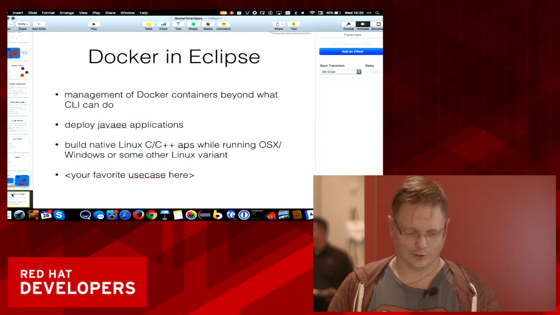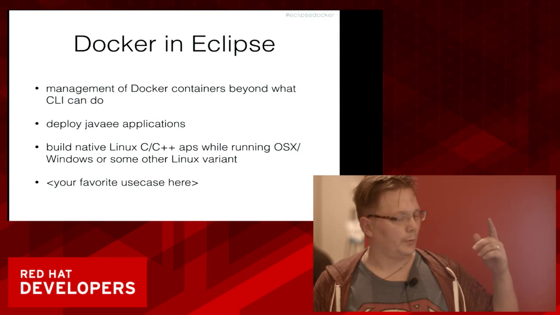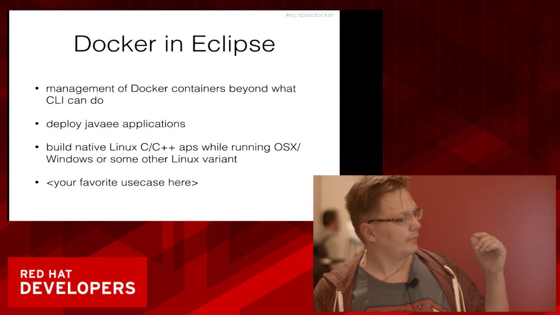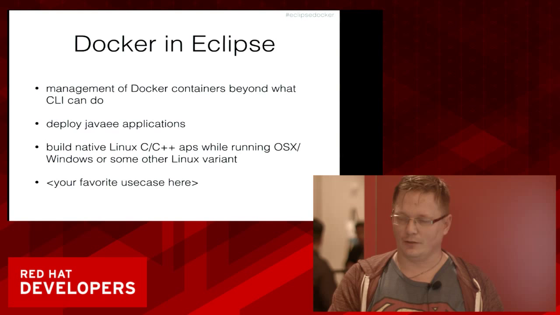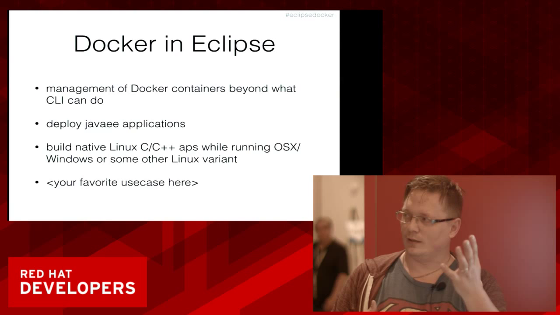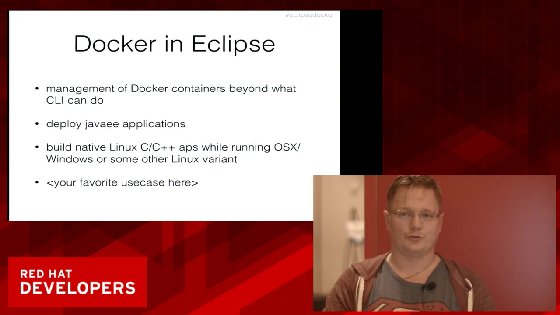Okay, so this is the basic Eclipse tooling. What do we want to do next? First of all, we want to go beyond what the CLI can do. You saw a little bit of it. We have a graphical UI for Docker Hub. We want the linking, and we can show the links. We can see the port and just open the web browser. We don't have to do docker ps and find the thing. We know about it already.